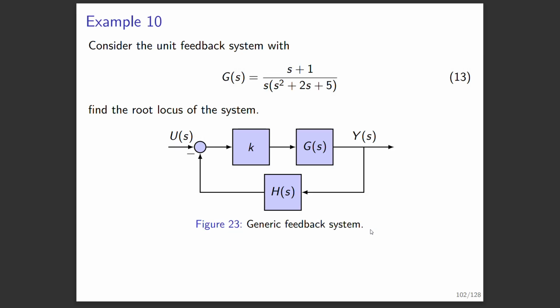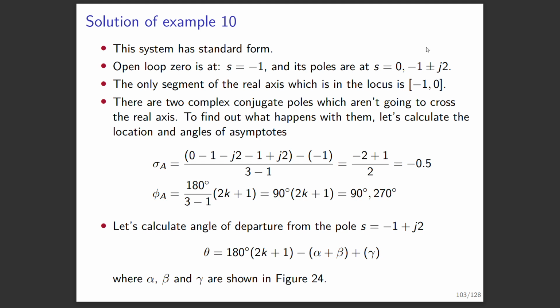Let's see another example. Consider the unit feedback system given in equation 13. The same procedure, I find zeros and poles. I have a zero at -1 and a pole at the origin and another pole at, I believe, -1 plus minus j2. Okay, plus minus j2. So the only segment of the real axis that is in the locus is between -1 and 0 if I plot these poles and zeros.